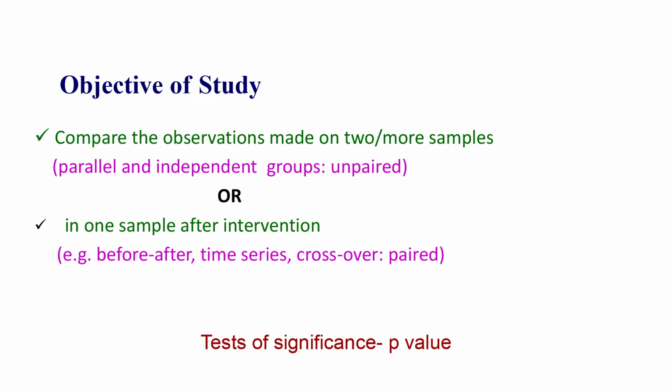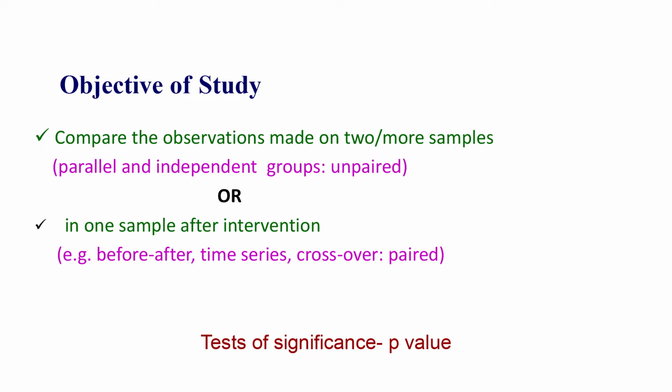And what could be your objectives? One objective can be to compare the observations made on two or more samples, where you can say that the data is parallel but running in independent groups. So in two groups you are comparing two treatments, A versus B, so that data becomes independent or unpaired.